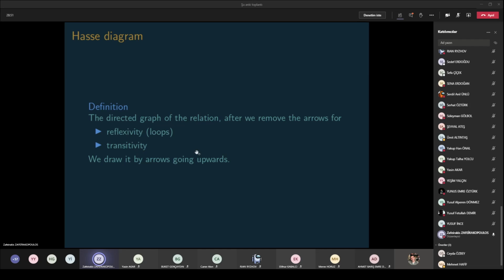It's also transitive. So if we have an arrow from A to B and an arrow from B to C, we also have an arrow from A to C. But we don't need this A to C because obviously if A goes to B and B to C, then because of transitivity, A has to go to C. And usually we draw things with arrows going upwards.